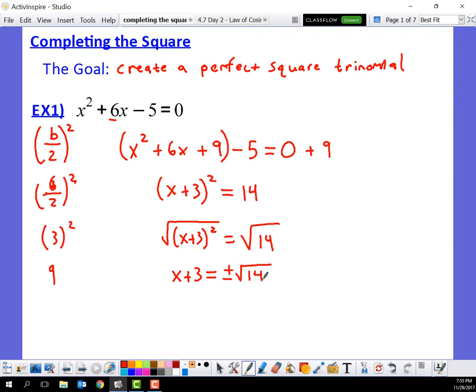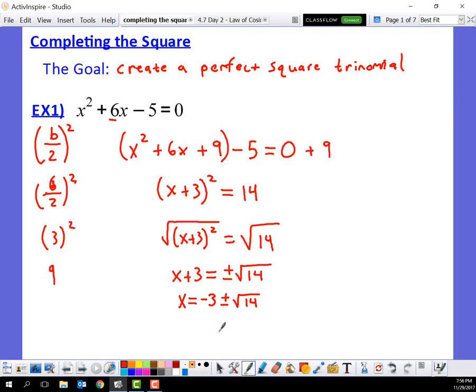Remember, it's critically important when you're taking square roots of both sides and you have variables involved that you need to remember your plus or minus. A lot of people will forget that. Okay? So then the last step is simple. If I want x by itself, I need to subtract 3 on both sides. So I get x equals negative 3 plus or minus the square root of 14.